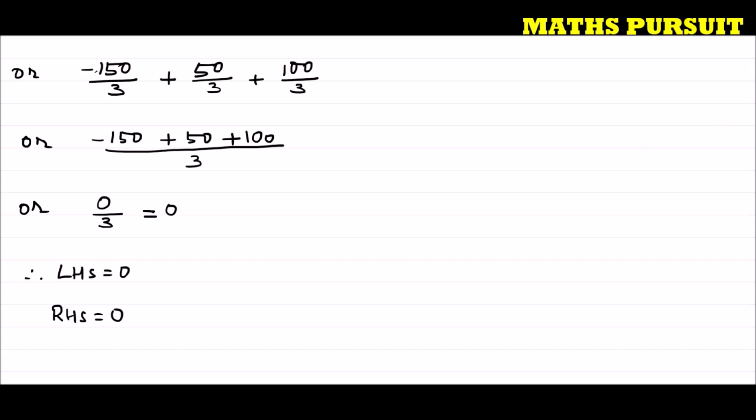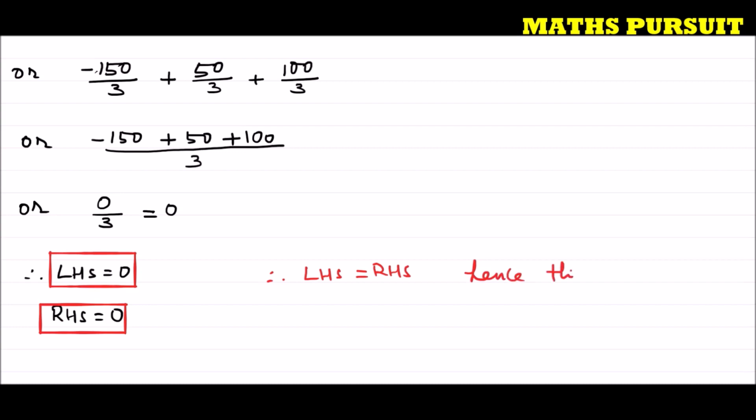So we can now easily say that we got the left hand side of the equation as 0 and the right hand side of the equation as 0. Therefore, left hand side is equal to right hand side. Hence this is verified. Hope guys you understood this. This is very simple and very straightforward. We just need to solve and verify the equation.